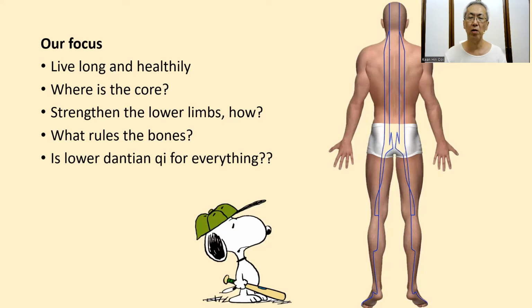How do we strengthen the lower limbs? What rules the bones? In Chinese medicine, we have this saying that the kidney qi rules the bone. Where do we store the kidney qi? It is at the belly button level. It is the lower dantian. So we work on the lower dantian a lot. But it doesn't mean that we are not working throughout the whole body. No, no, no. The focus is on the lower dantian, but we also work on elsewhere.